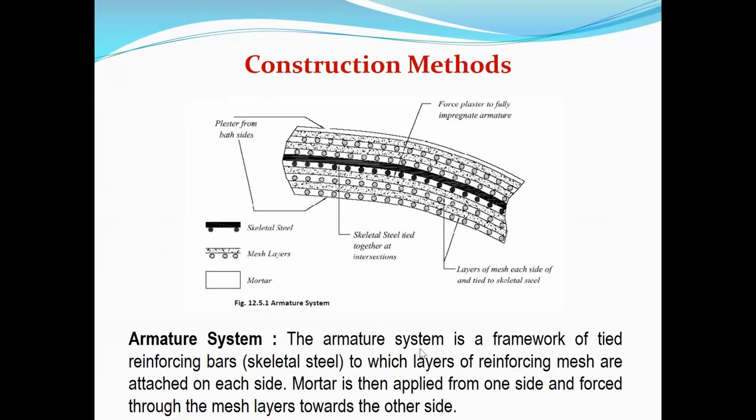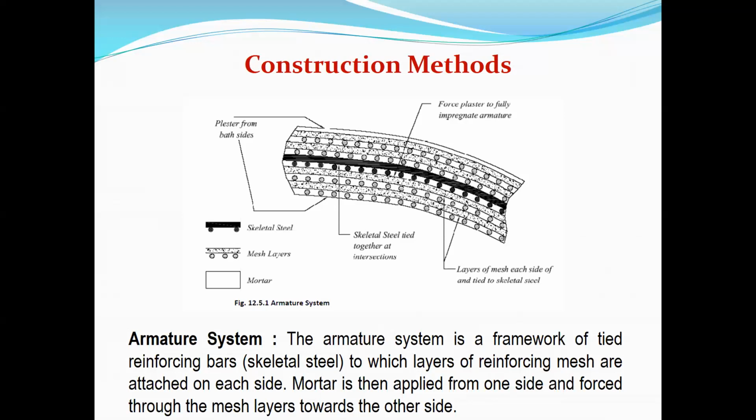One is called the armature system. The armature system is a framework of tied reinforcing bars, the skeleton steel. If you can see in this slide, the skeleton steel is there, the basic structure, and with that you tie up different layers of reinforcing mesh on each side.